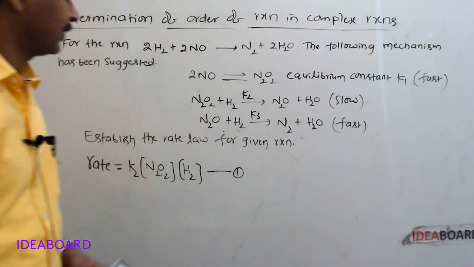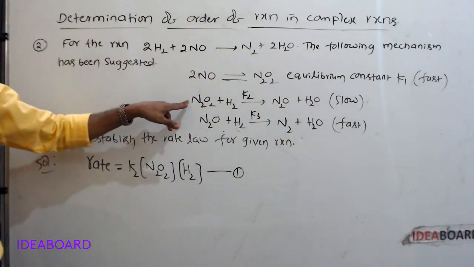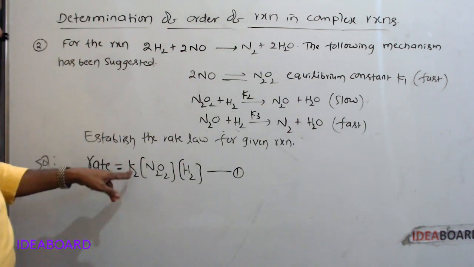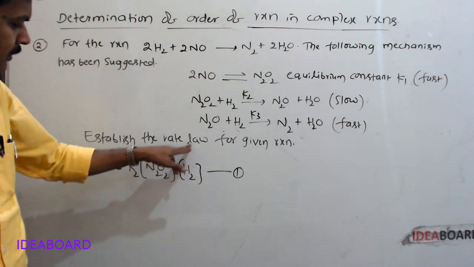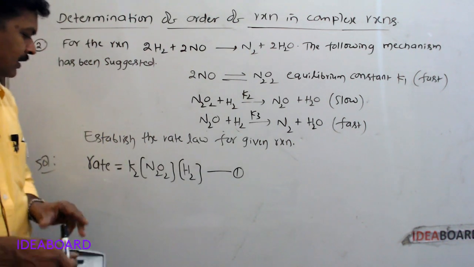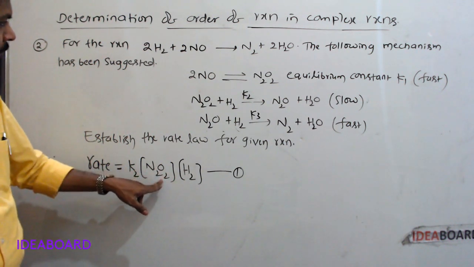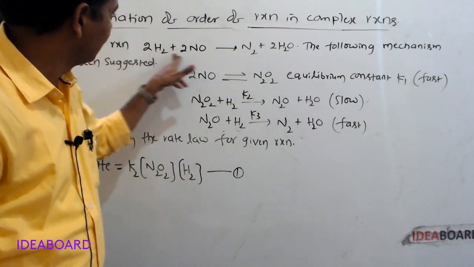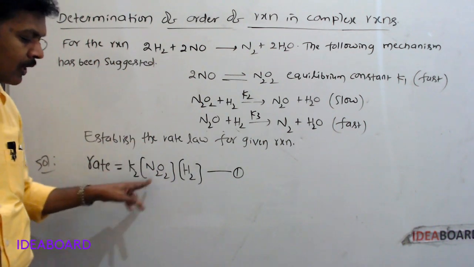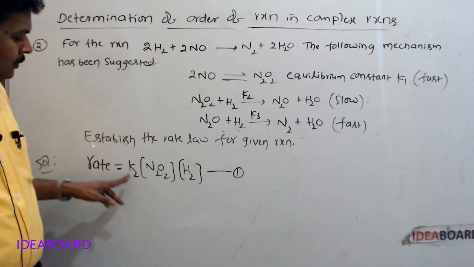Take the first equation. Among the three elementary reactions, this is the rate determining step. For this rate law, rate is equal to rate constant into concentration of N2O2 into concentration of H2. This is the first equation. In the given reaction, this N2O2 is not there. So we should eliminate the N2O2 concentration from this rate law.